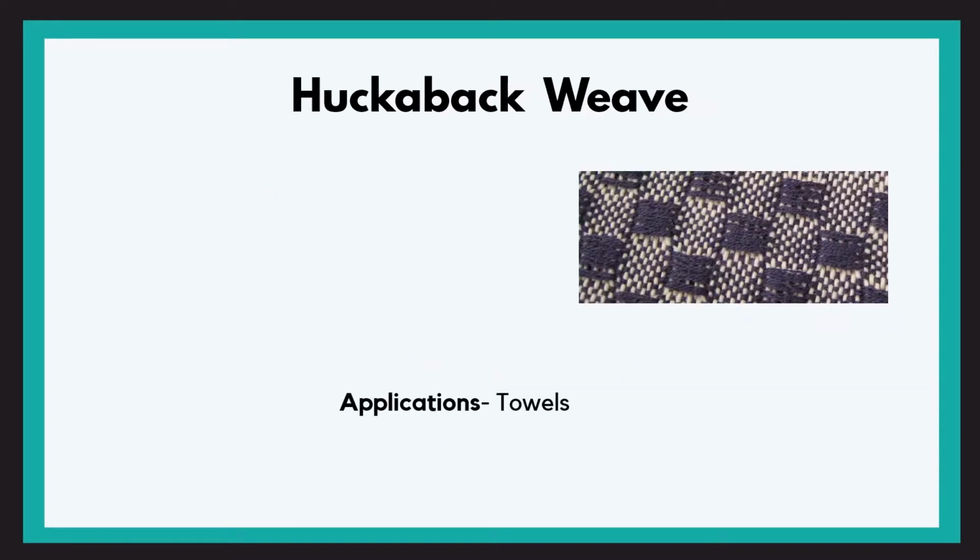Today we'll be discussing the huckaback weave design. The huckaback weave is generally used for making towels, and there's a special reason for it. The weave has two parts, the plain weave and the floats. The floats improve the moisture absorption of the fabric, and the plain weave imparts strength and durability to the fabric.